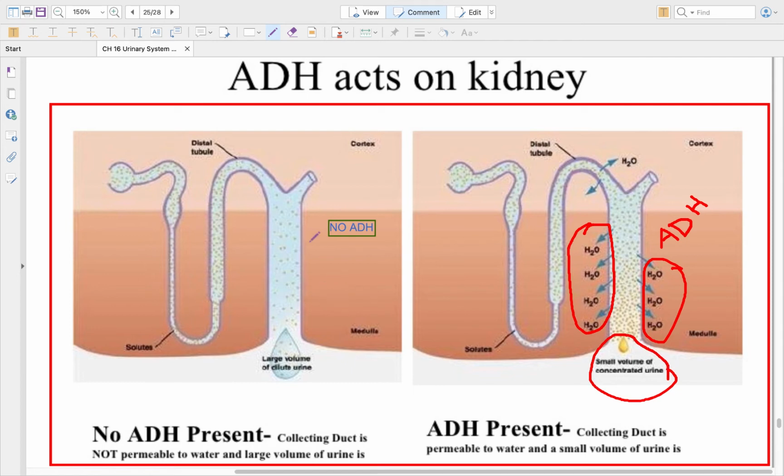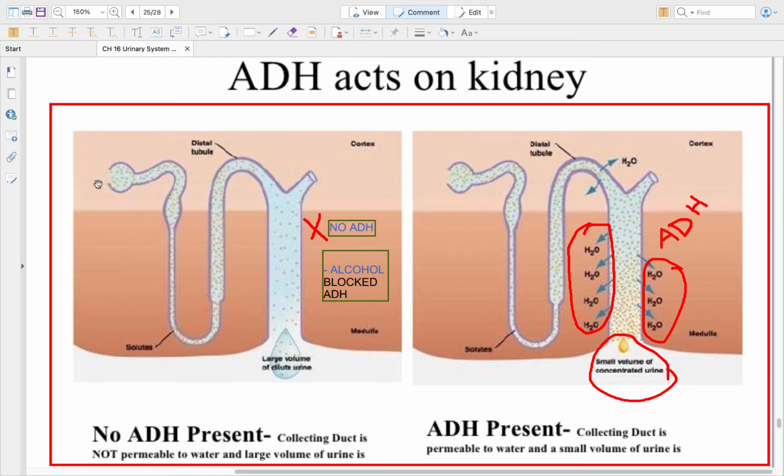So when would we have a situation where no ADH would be present? If you drink something that's a diuretic, for example, coffee can inhibit ADH. The strongest one that we've discussed is alcohol. Alcohol blocks ADH hormone, and that's a problem, because this is how you get a hangover if you drink.